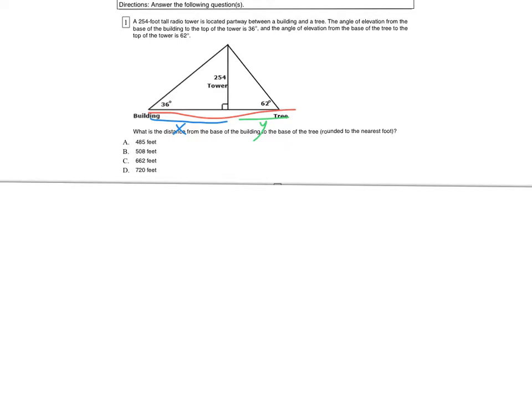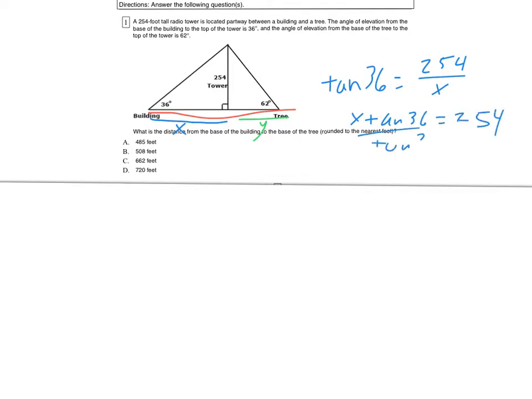So for X, I would say tan 36 equals 254 over x. And so if I multiplied the x over, it would say x times tan 36 equals 254. And then divide that tan 36 over to the other side, and that would give you x. And then we're really going to do the same thing for y. And then ultimately our answer for this is going to be x plus y, the red distance there. You can see that they need to be added together.